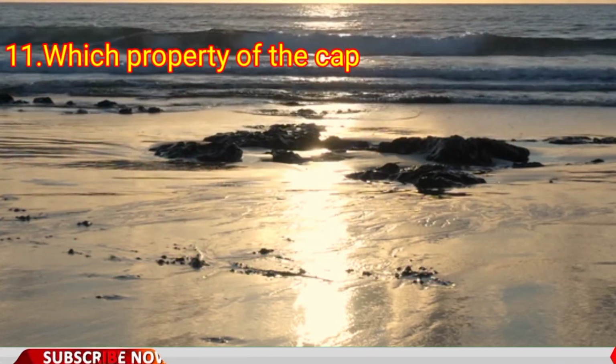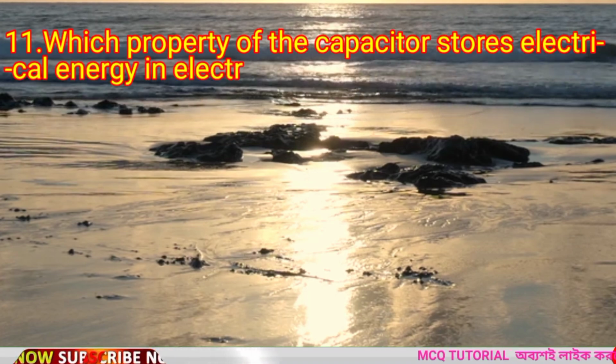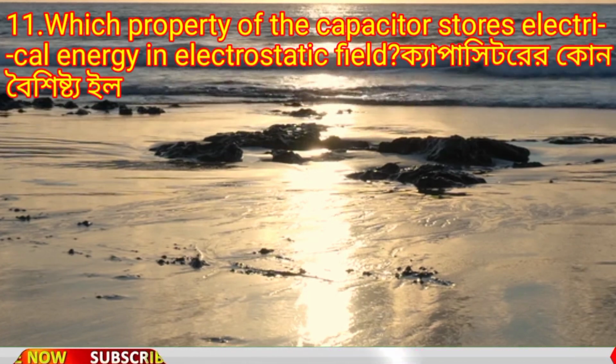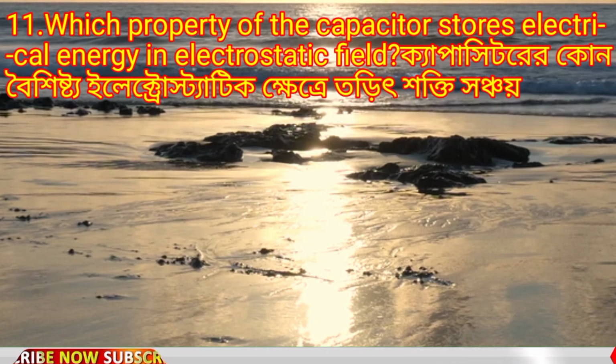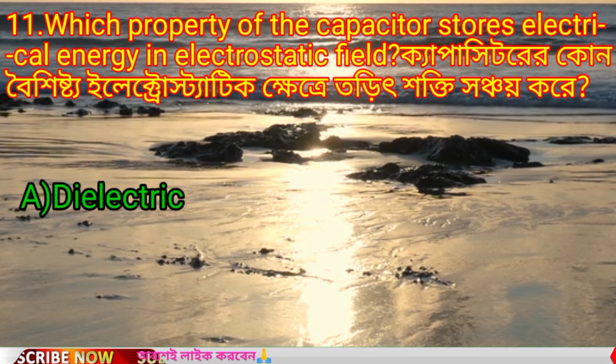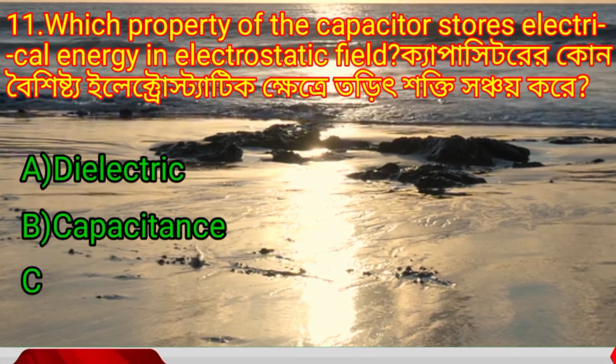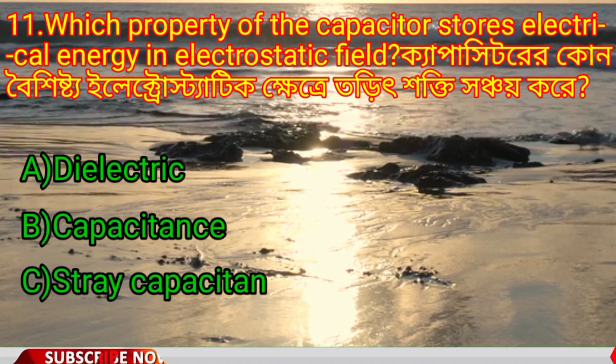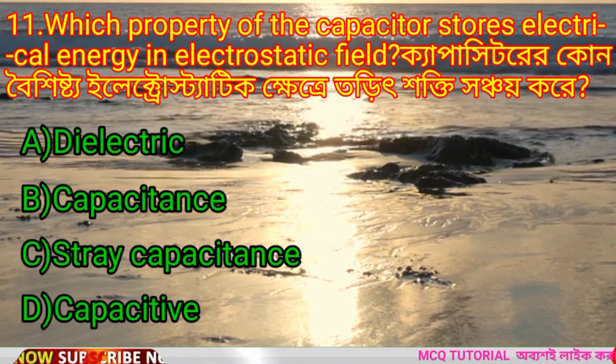Which property of the capacitor stores electrical energy in electrostatic field? Option A, dielectric. Option B, capacitance. Option C, stray capacitance. Option D, capacitive reactance.